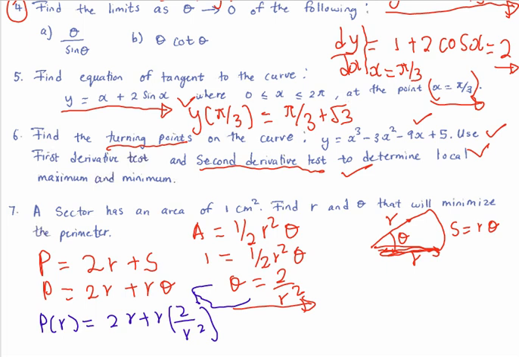And if this equation simplifies, you're gonna see that this equals 2r plus 2r to the power of negative 1, because this would cancel the power there. Okay, so from this point now we have defined an equation of the perimeter in terms of r only.